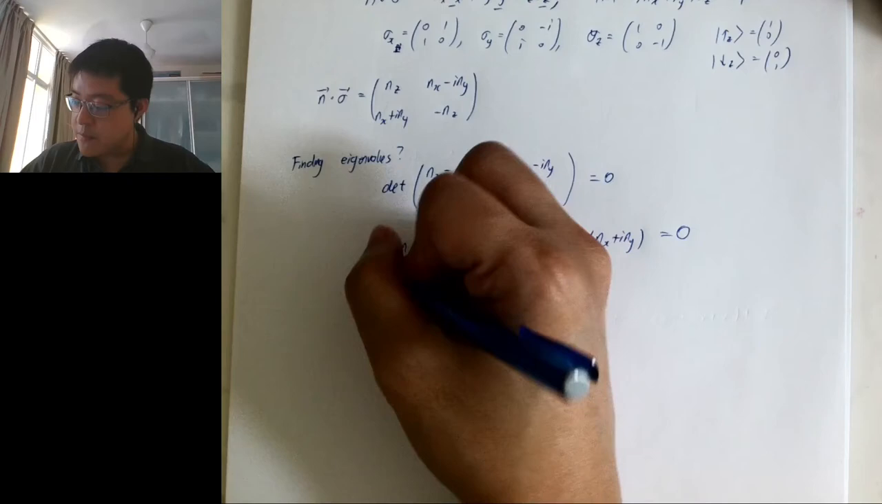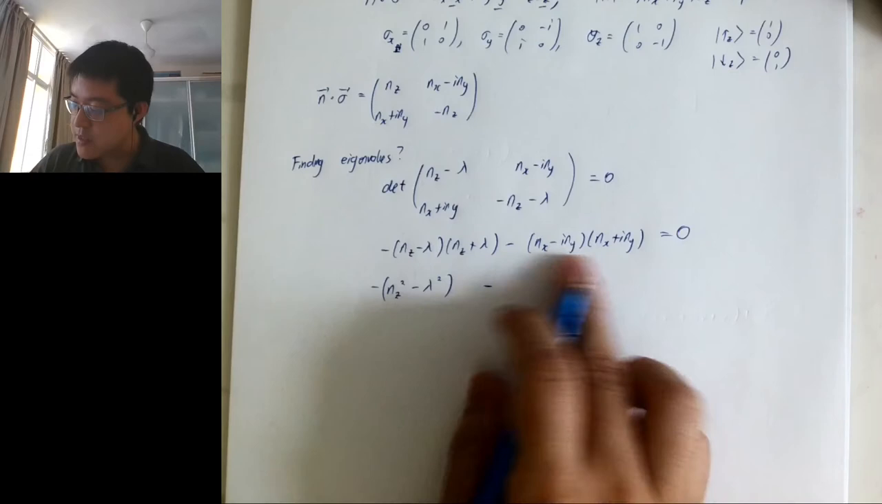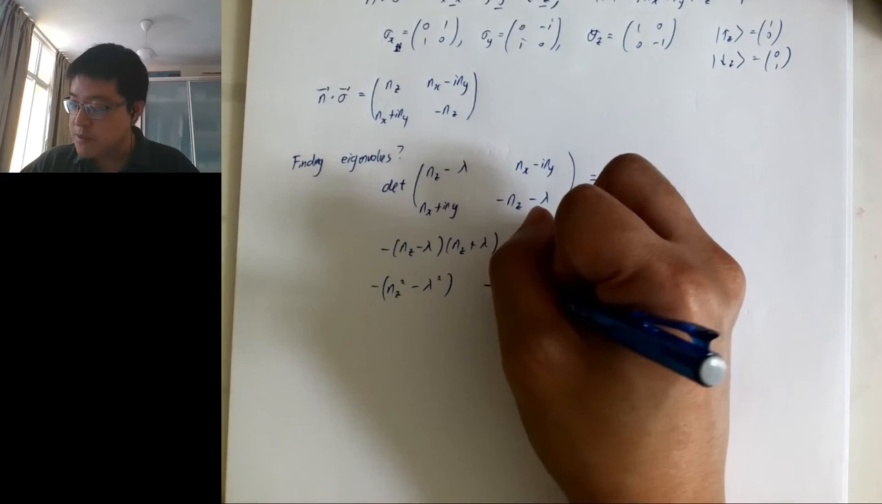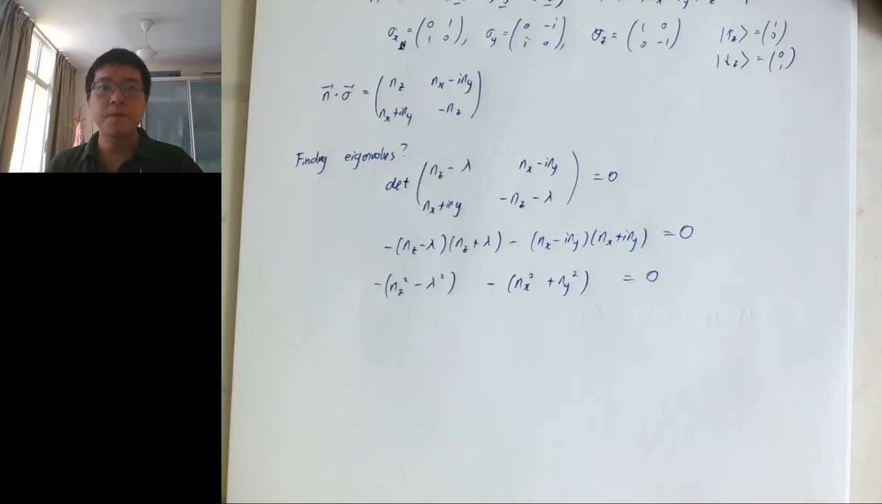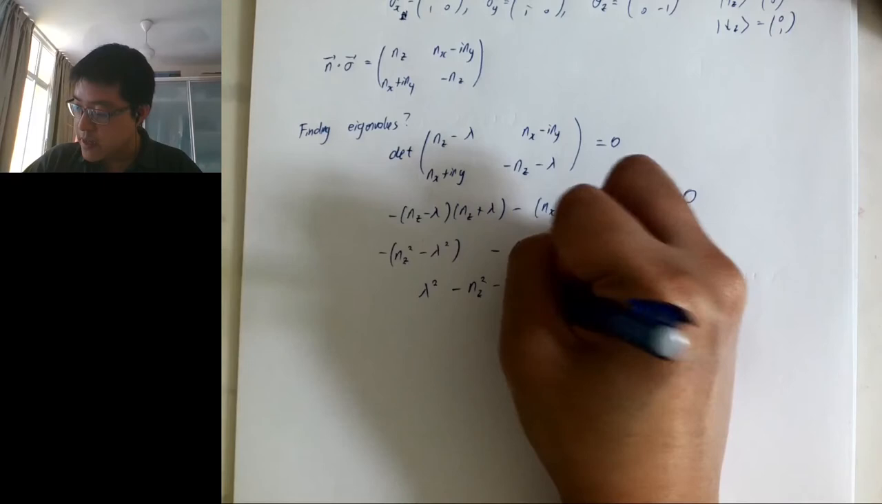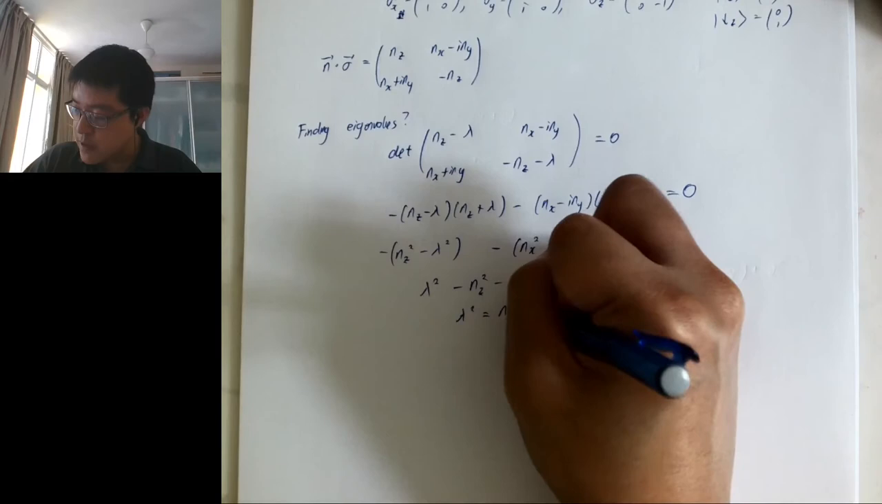So I can expand the bracket. This one is just nz square minus lambda square, right? And then this one, see, this is a complex number multiplied by its conjugate. So if I work this out, this multiplication will cancel with this multiplication. So I'm just left with nx square plus ny square equals to zero. Okay, so rearrange this, minus minus, so the lambda square is actually positive, and then I got minus nz square minus nx square minus ny square equals to zero. So my lambda square is just equal to nx square plus ny square plus nz square.